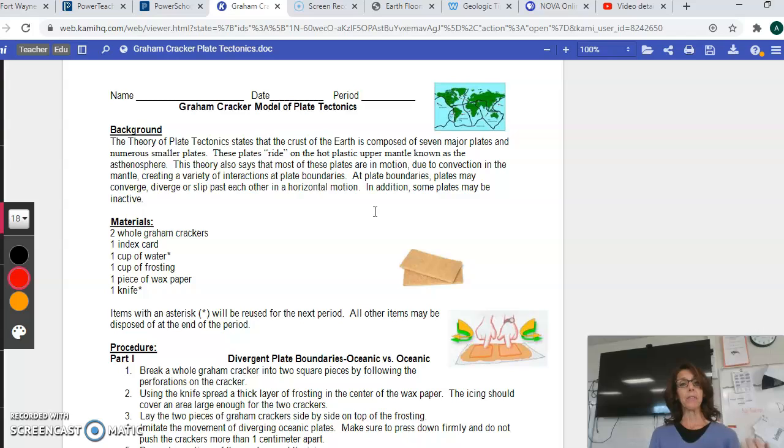So, a little background. The theory of plate tectonics states that the crust of the Earth is composed of 7 major plates and numerous small plates. These plates ride on the hot plastic upper mantle known as the asthenosphere. The theory says that most of these plates are in motion due to convection in the mantle, creating a variety of interactions at the plates. At the plate boundaries, plates may converge (convergent boundaries), diverge (divergent boundaries), or transform, where they slip back and forth past each other in a horizontal motion. Also, some plates just might not be moving.